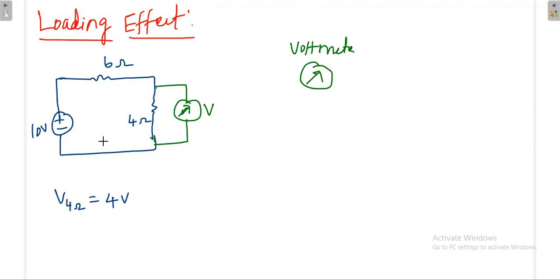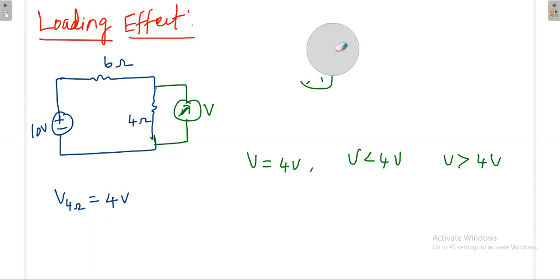Now somebody tell me from your experience, what will be the voltage value? Is it exactly 4 volt, greater than 4 volt, or less than 4 volt? There are 3 possibilities, because by circuit analysis you ideally get 4 volt. In reality, how will it be? Equal, greater, lesser? Less than 4 volt. Yes, less than 4 volt.